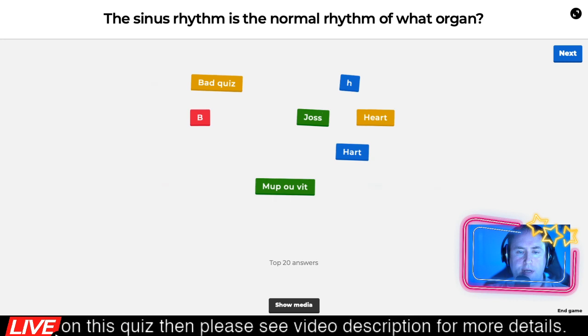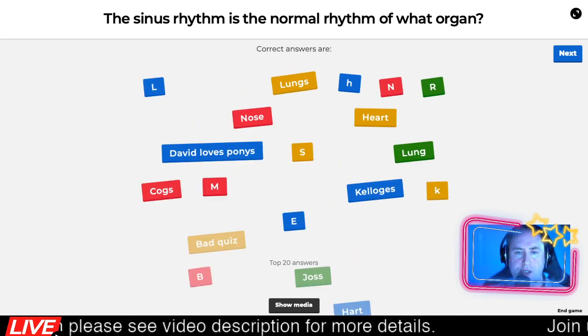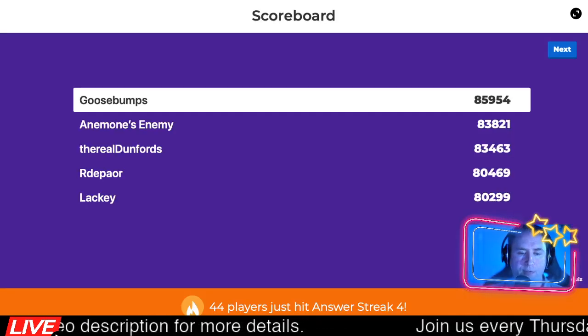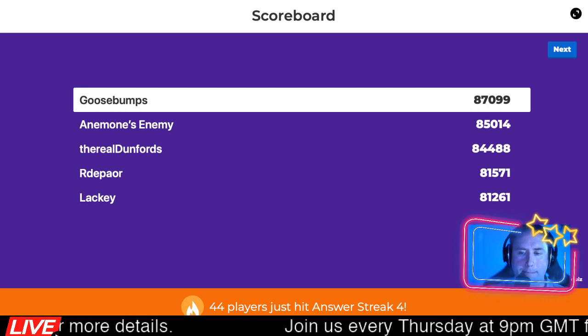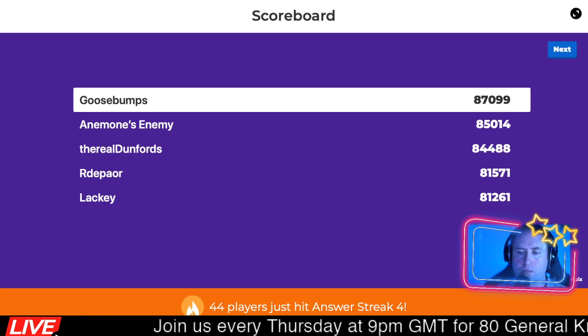Correct answer here, it is not the lungs, it is H for the heart. 44 players just hit an answer streak of 4 correct answers back to back. Question 43, first letter.